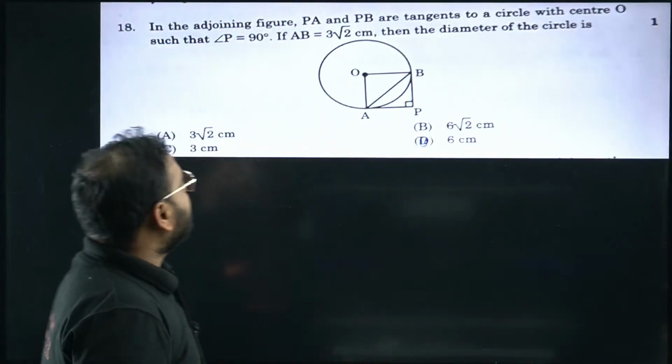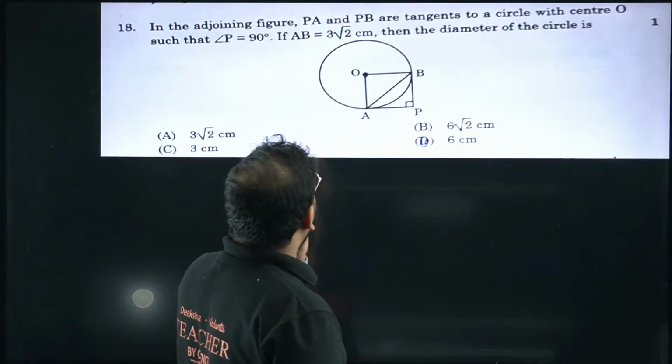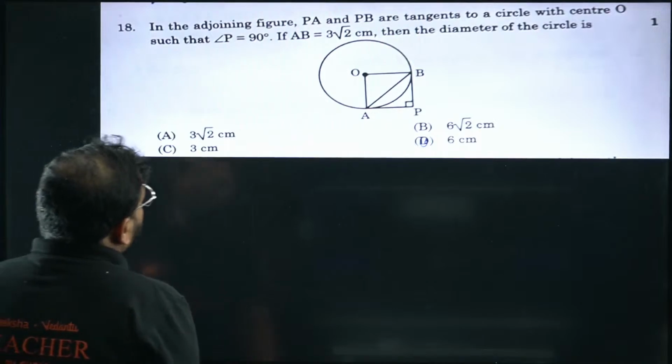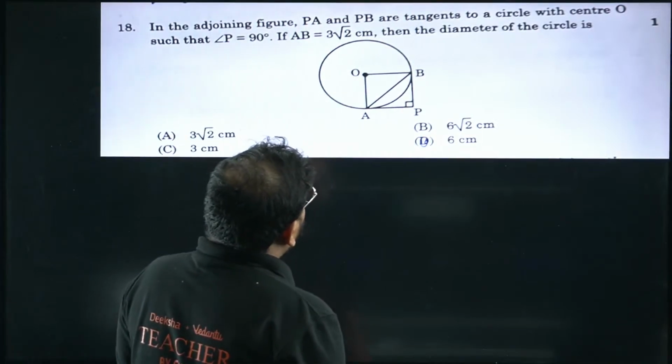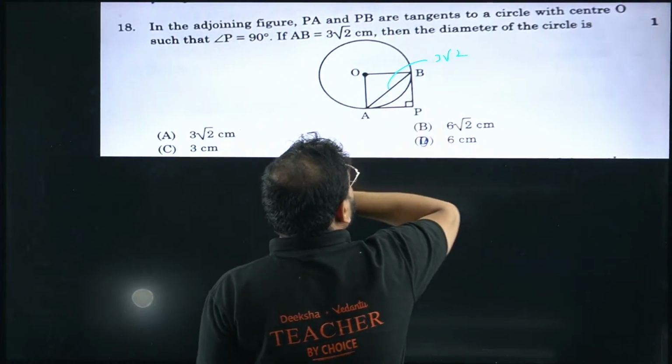18th problem. So what we have here to solve, PA and PB are tangents, alright, such that angle P is 90 degrees. Okay. And AB is 3 root 2. This value over here is 3 root 2.